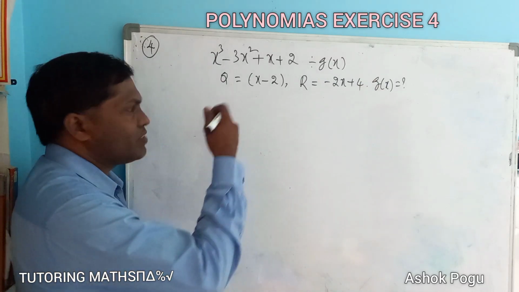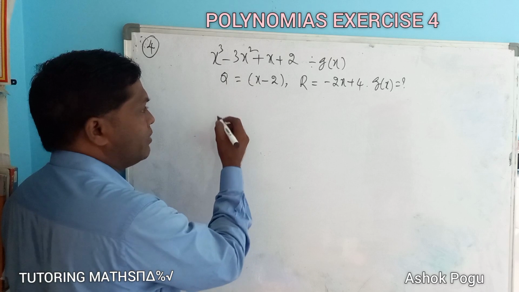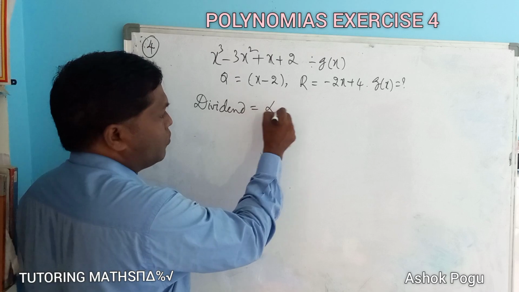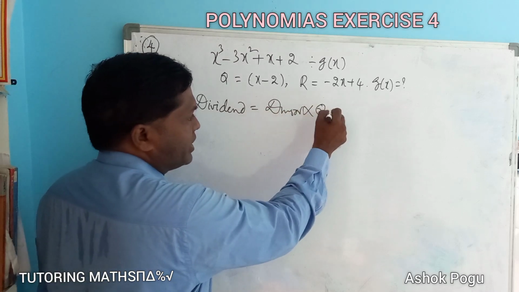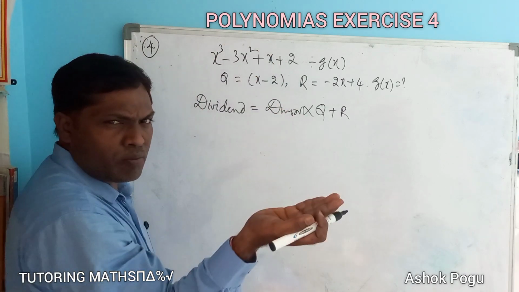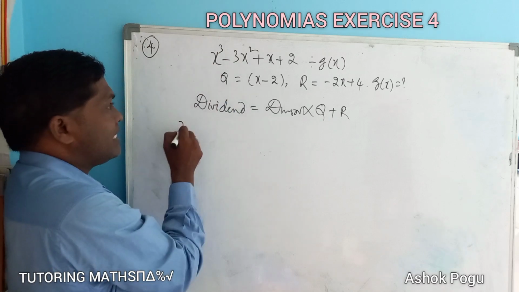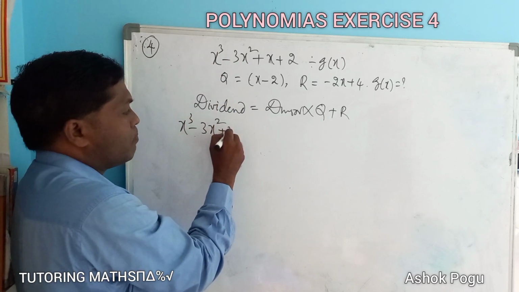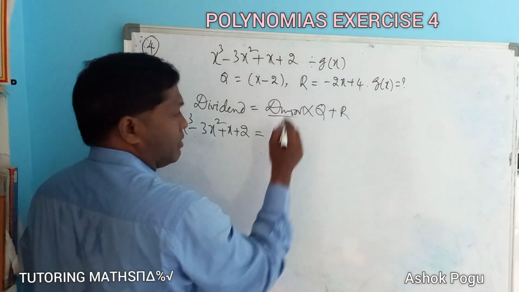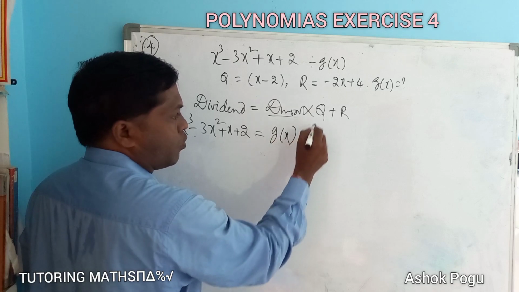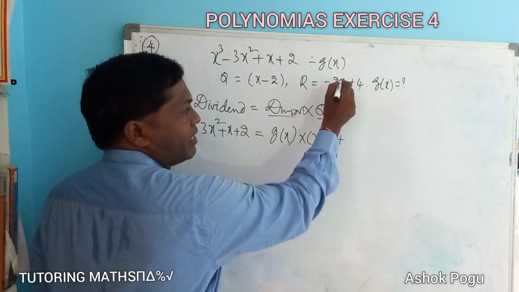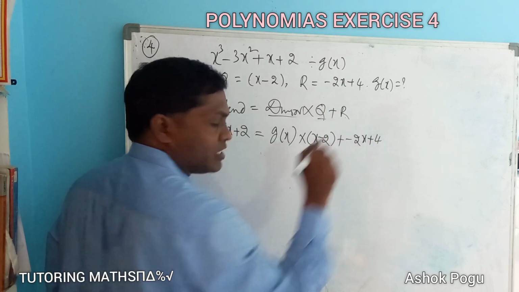It's very easy. First of all, you write the dividend, or that is the division rule. You know what the division rule is? Dividend equals divisor into quotient plus remainder. Just substitute the values. The given polynomial is always called the dividend. That is x cube minus 3x square plus x plus 2 equals divisor, by what we have to divide, g of x, into quotient. Given quotient is x minus 2 and given remainder is minus 2x plus 4.